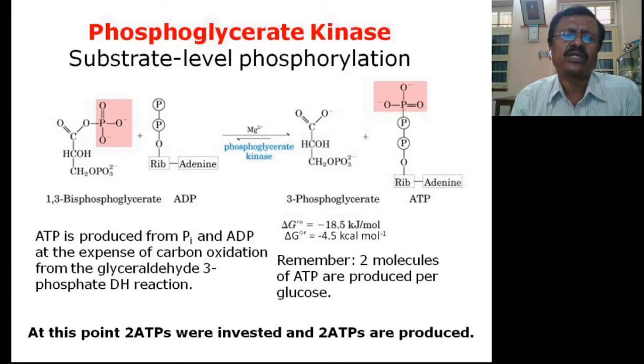1,3-diphosphoglycerate that is formed in reaction number 6 is a high energy compound. It contains a high energy acyl phosphate group. The enzyme phosphoglycerate kinase catalyzes the transfer of the high energy phosphate group from 1,3-DPG to ADP, forming ATP. During the reaction, 1,3-DPG becomes 3-phosphoglycerate. It is an example of substrate level phosphorylation.